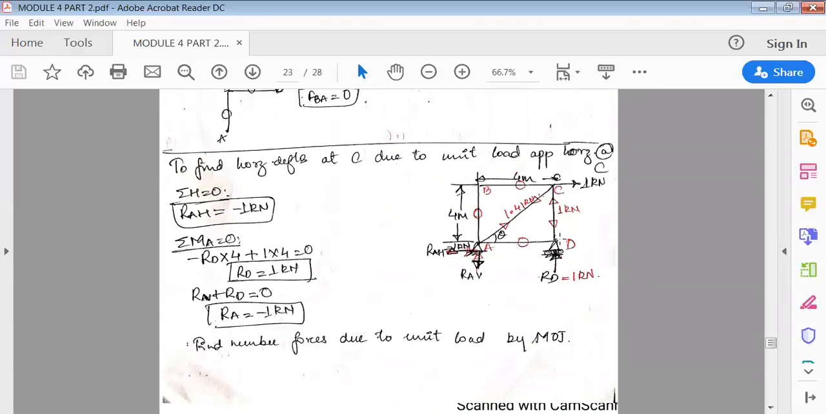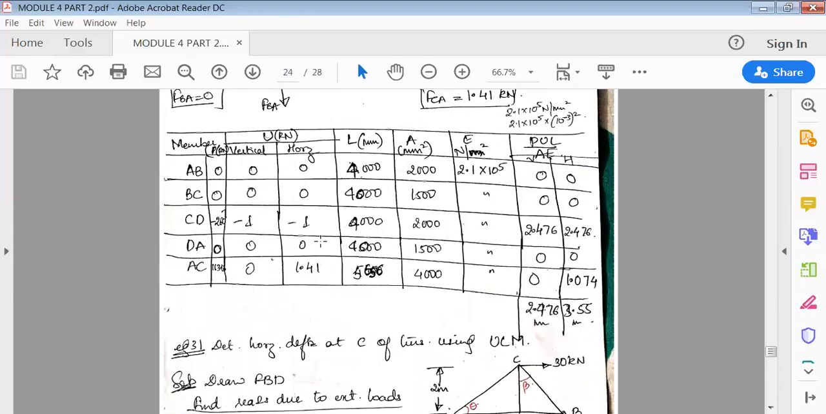There is a force of minus 1 kilonewton, and plus 1.14 is acting here. Mark this. Then mark the length of each member, which is already given previously. All four sides are 4000 and the diagonal is 5656. Then the area, again it is given here. Put the area of the vertical members and horizontal members accordingly. The E value is given.